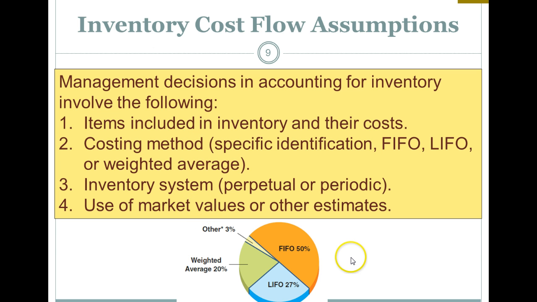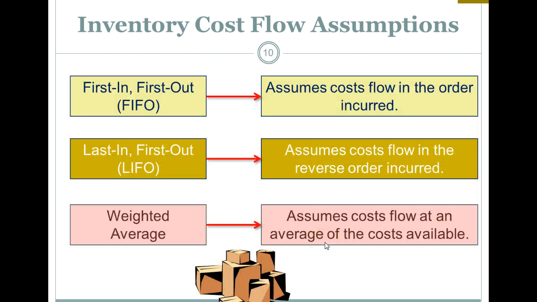And here we have a chart of how many companies are using different methods and you can see FIFO is used 50% of the time. LIFO is maybe 1/4, weighted average, and other, typically that will be the specific identification, and we'll get into all four of those here in a minute.